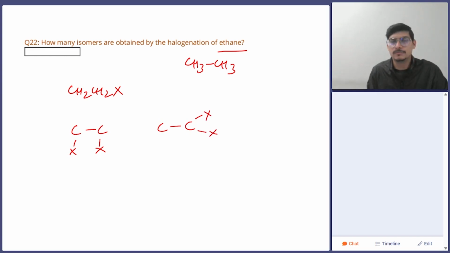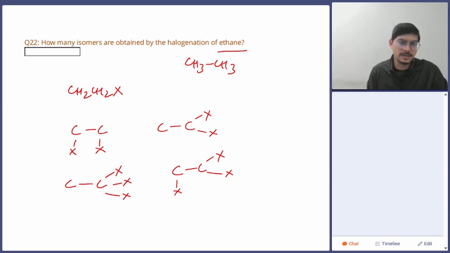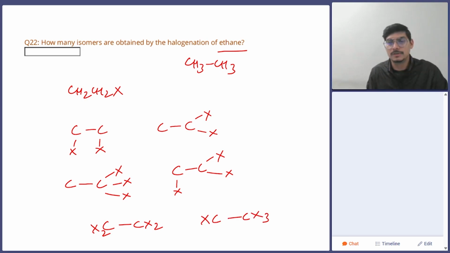Then I can put 3 halogens. Again, there are 2 ways. Either I can put 3 halogens on the same carbon atom, or I can put 1 halogen on 1 carbon and the remaining 2 halogens on the other carbon. Then there are tetrahalogenated products. How you can do it? Either you put 2 halogens on each carbon, or you put 1 halogen on one carbon and 3 halogens on the other carbon. There is no other choice. Then for 5, there's only one choice, I guess. And for 6, there is also one choice, where all the hydrogens are halogenated.